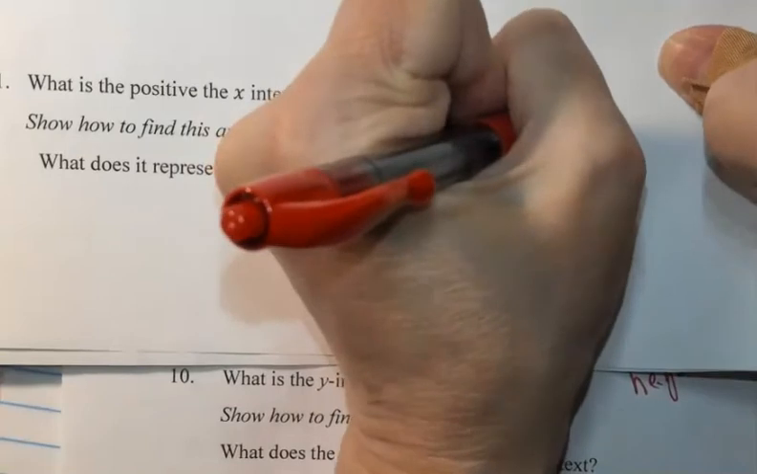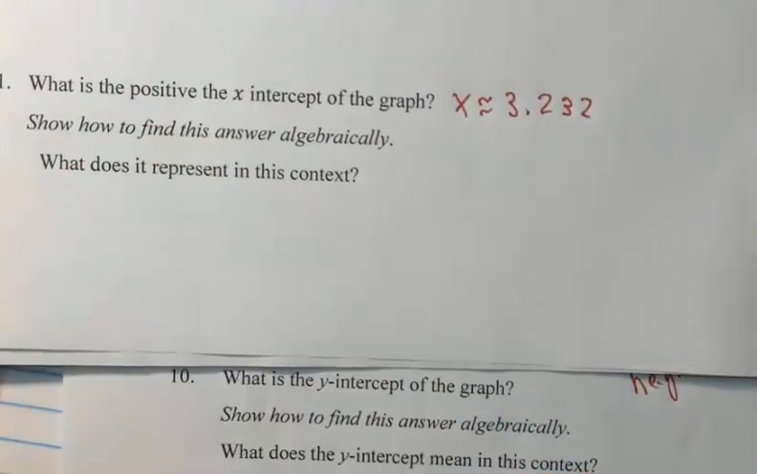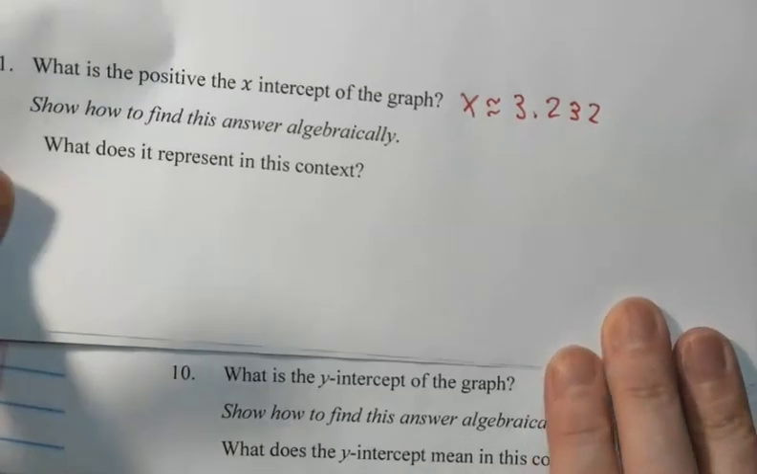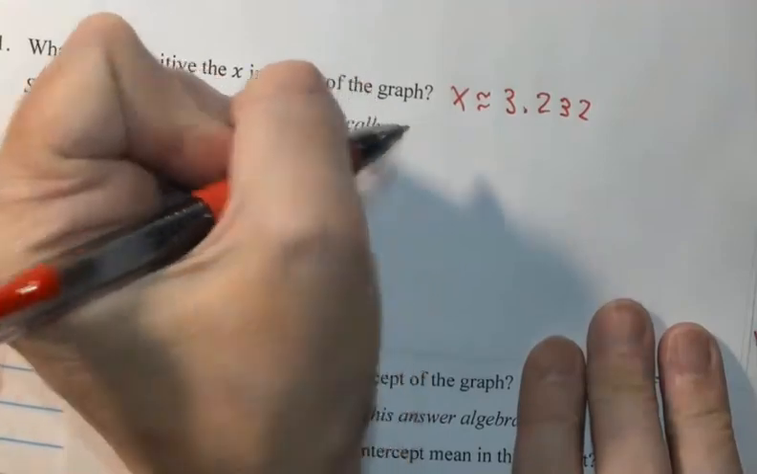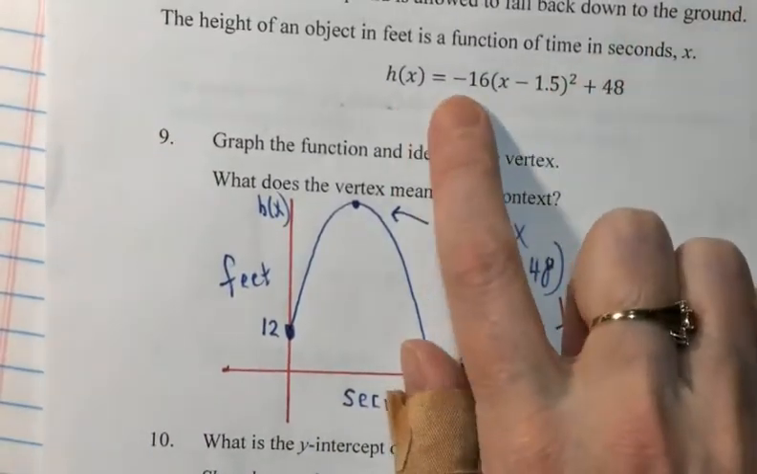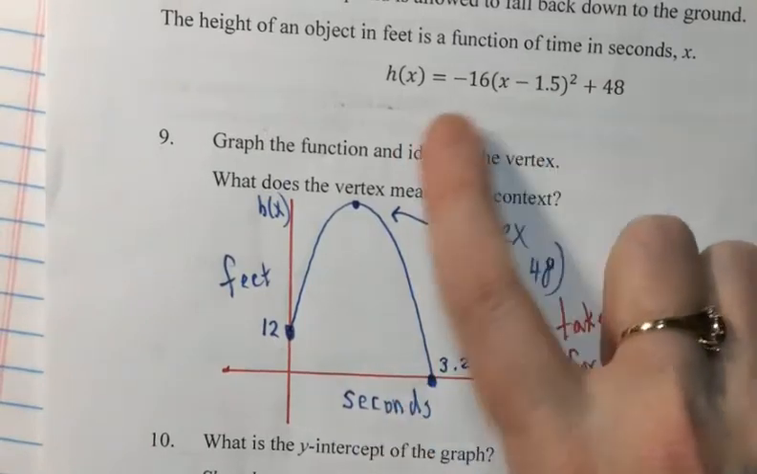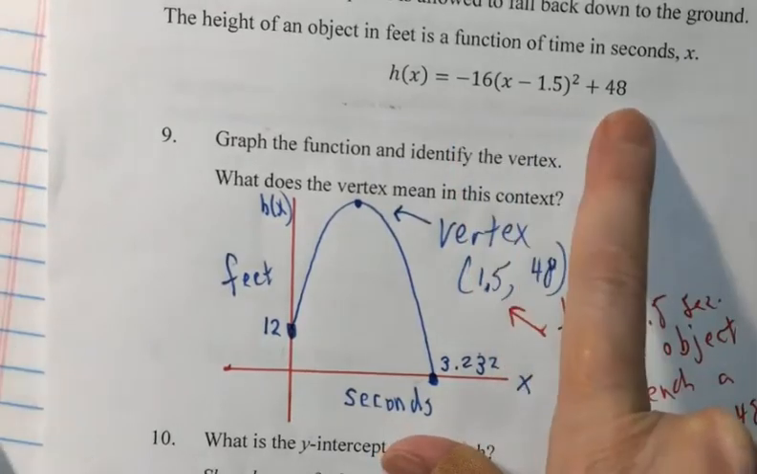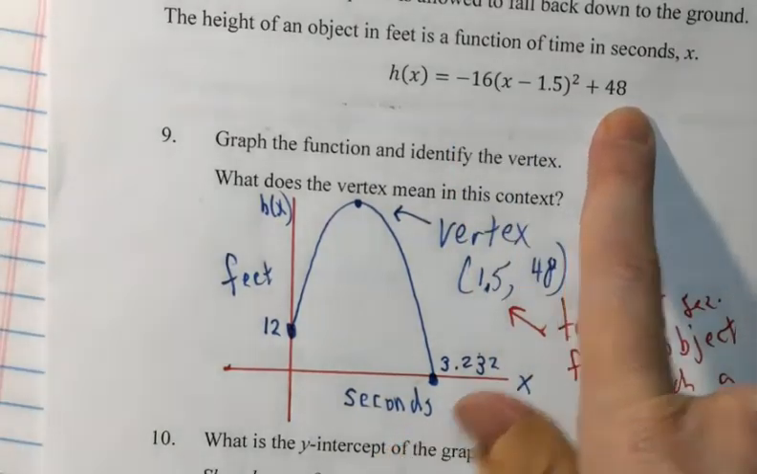So in general, you're going to know this is a rounded answer when you see an answer like that. All right, now show how to find this answer algebraically. So go back to your original equation. In the original equation, we have this function. Well, what we want to know is where this function is equal to 0. So we're going to set this function equal to 0.